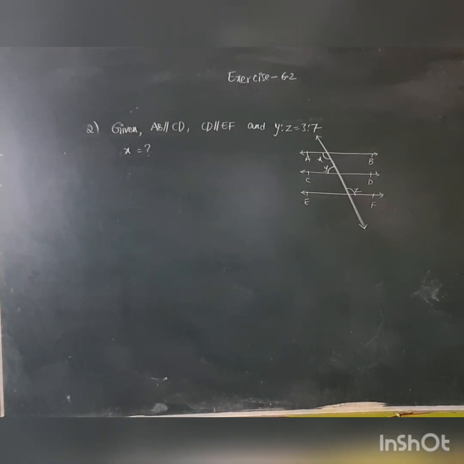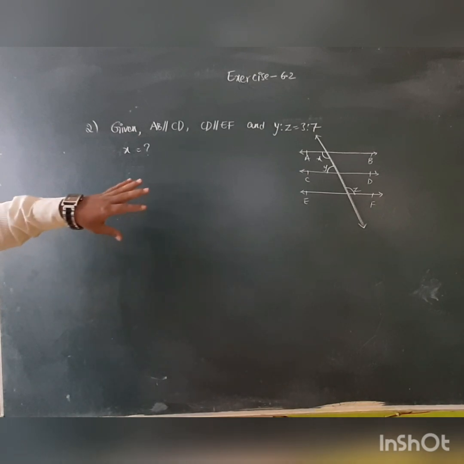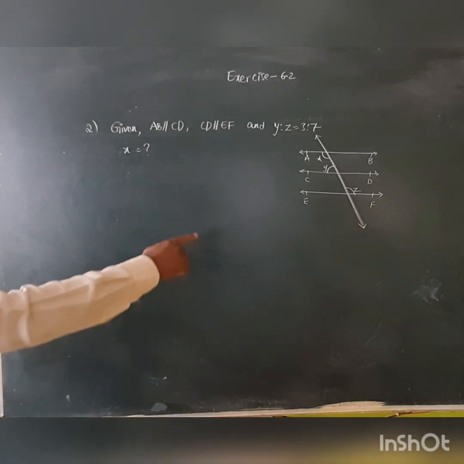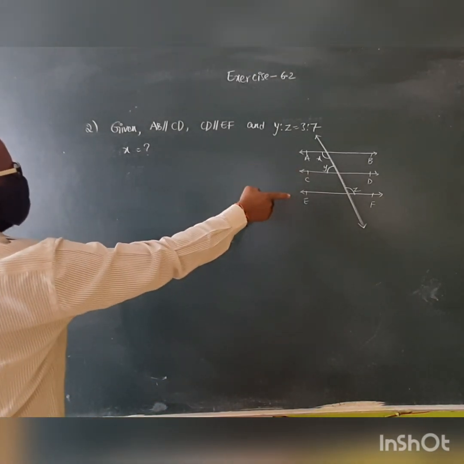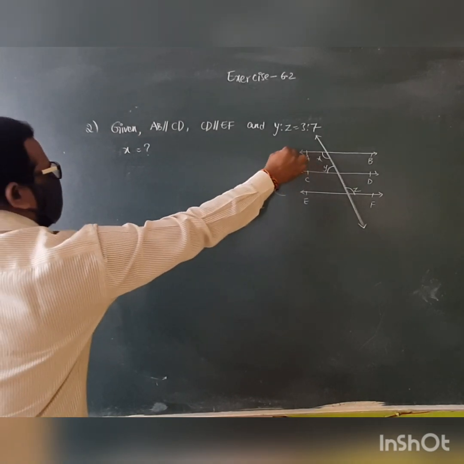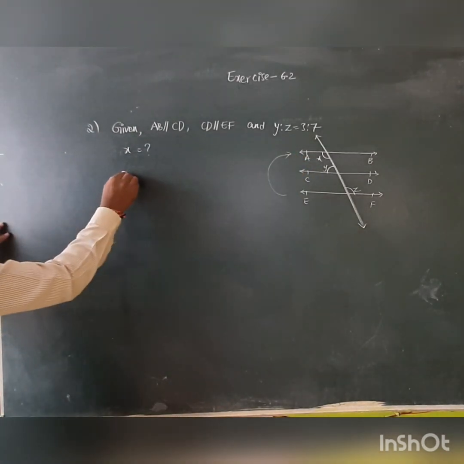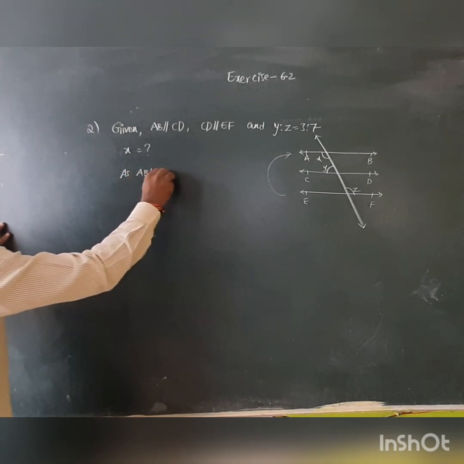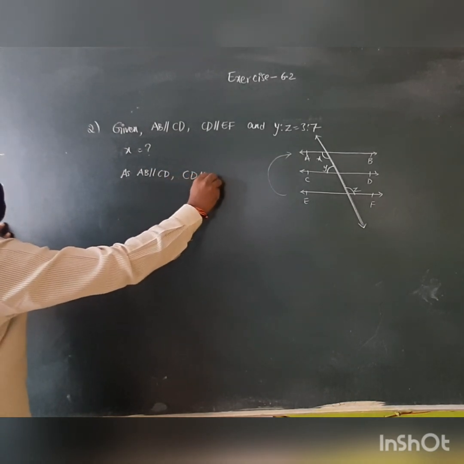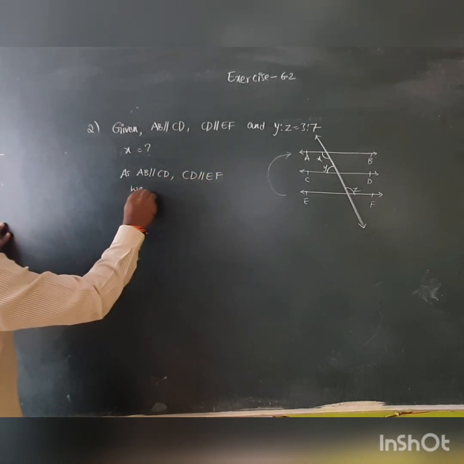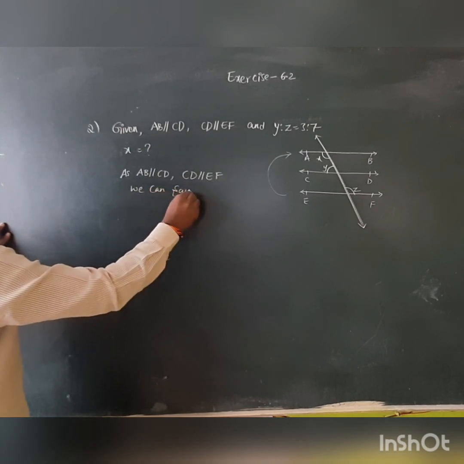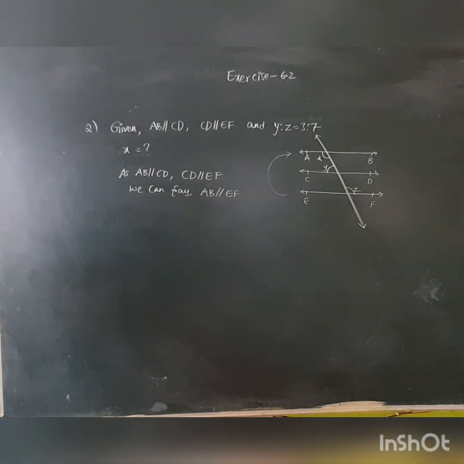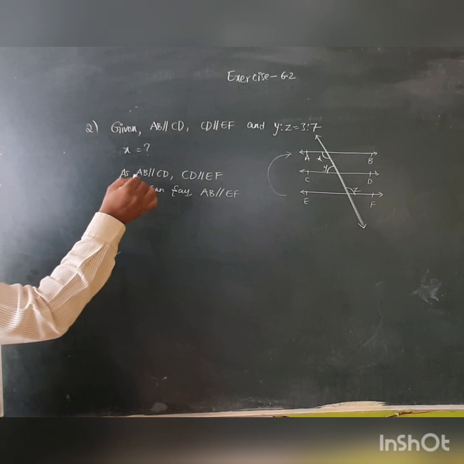Now let us see the second problem. In this second problem, from the figure you can observe AB parallel to CD, CD parallel to EF. So we can say that EF is parallel to AB. As AB is parallel to CD and CD is parallel to EF, we can say AB parallel to EF.